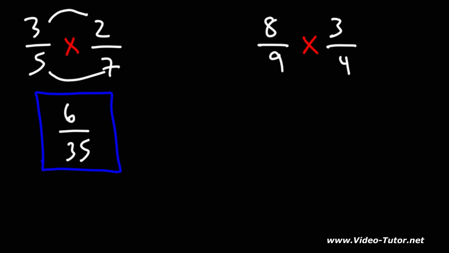Now for the second example, we can multiply across. 8 times 3 is 24. 9 times 4 is 36. Now 24 and 36, we can simplify that. They do have common factors.